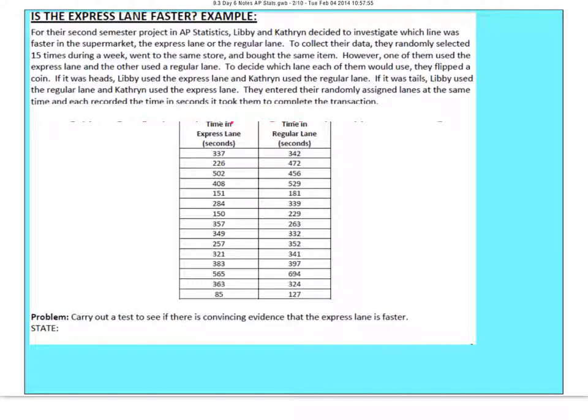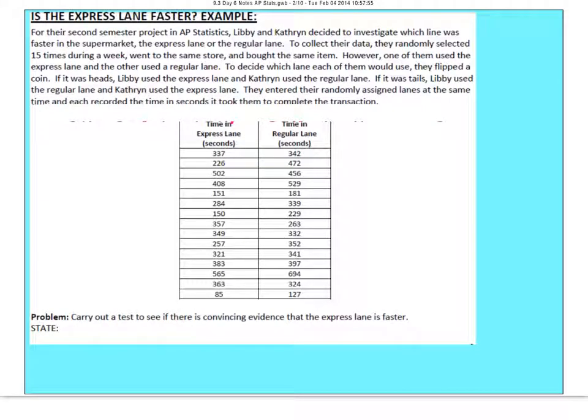Let's look at this one example where it is paired data. It says here, for the second semester projects in AP Stats, Libby and Catherine decided to investigate which line was faster at a supermarket, the express or the regular lane. To collect the data, they randomly selected 15 times per week, went to the store, bought the same item. However, one of them went to the express and one went to the regular. To decide which lane they would use, they flipped a coin.